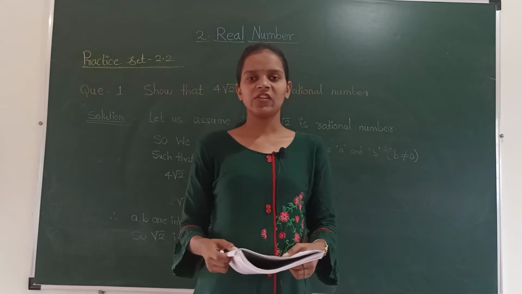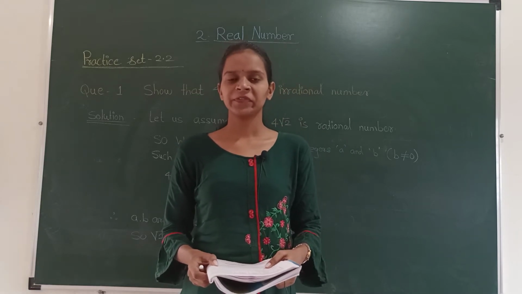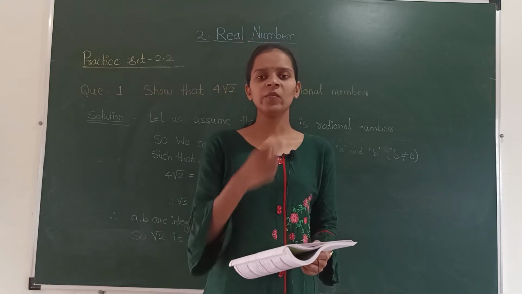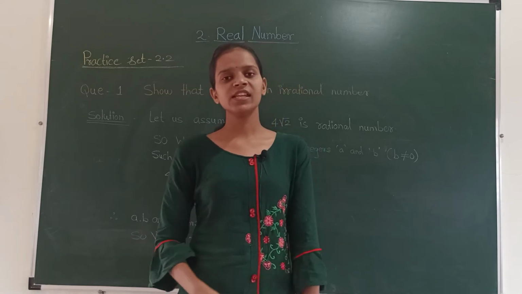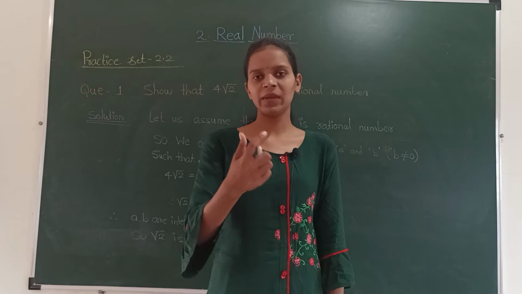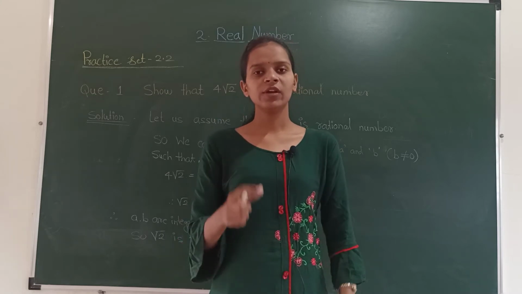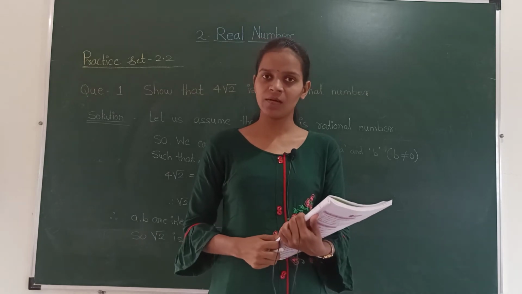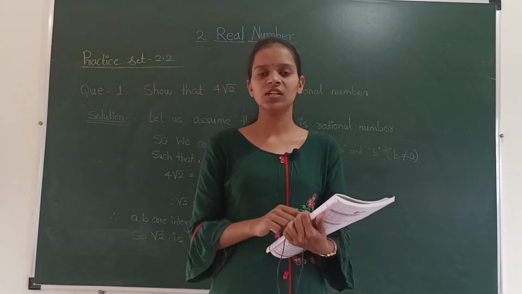We are studying your 9th standard mathematics chapter, that is real numbers. In this chapter we have seen real numbers are made from rational numbers and irrational numbers. We have seen what is meant by rational numbers. Rational numbers are written in p by q form, p upon q, where q cannot be equal to 0. We have seen the properties of rational numbers, and after that the properties of irrational numbers.